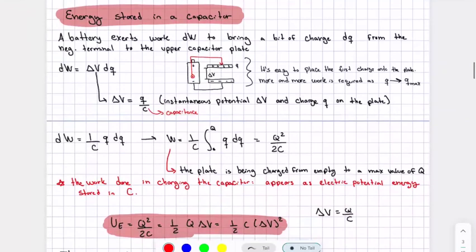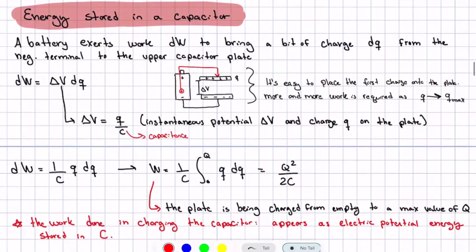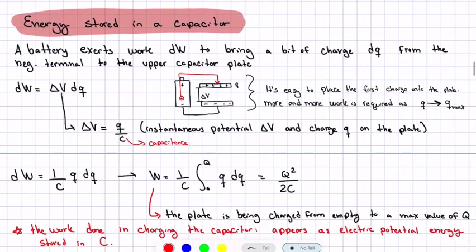So this is essentially part 2 of our theory for this chapter 25 stuff. And here we're going to start talking about the energy stored in a capacitor. So we know that to move a positive charge from the negative terminal of a battery all the way up to the positive or the upper plate of the capacitor, it takes work to do.